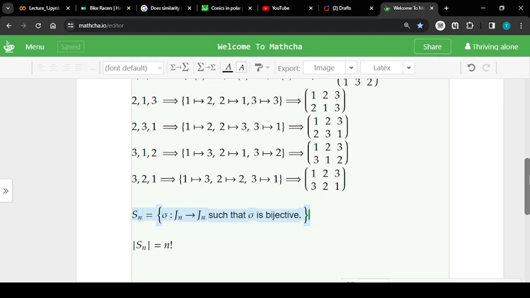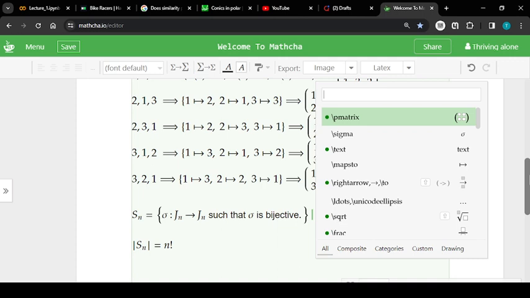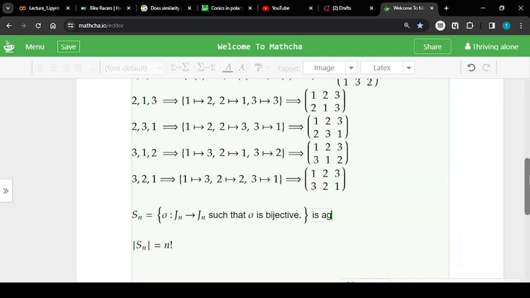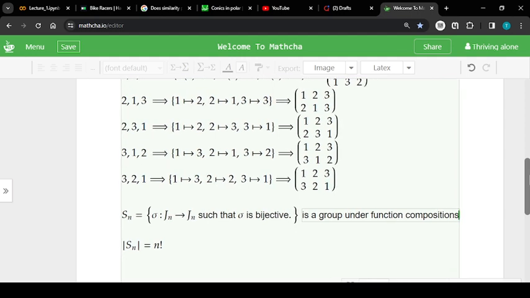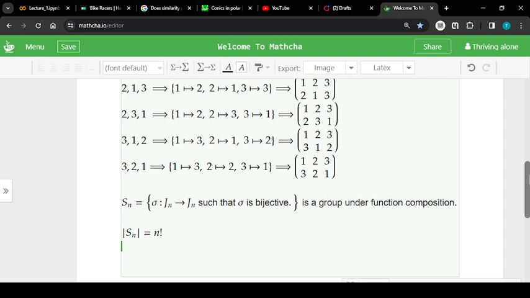requires. So it's indeed a group under function composition. And of course, as you have seen, the size of the group is given by n factorial. Okay, I hope that's pretty much clear. I've discussed why that is the case.